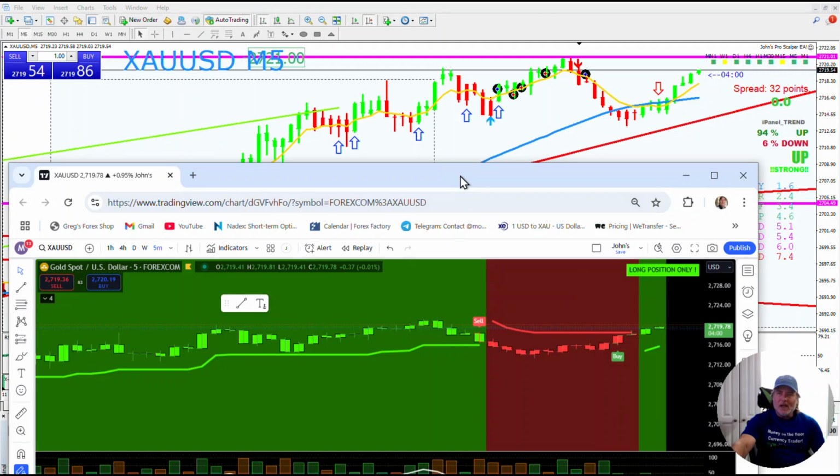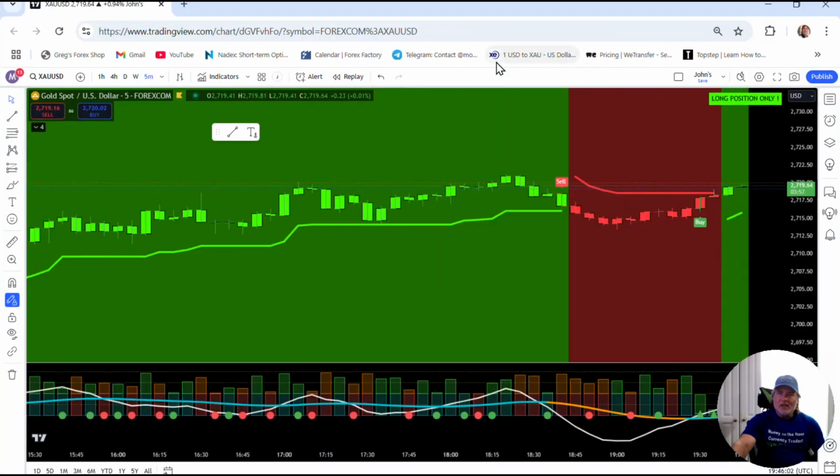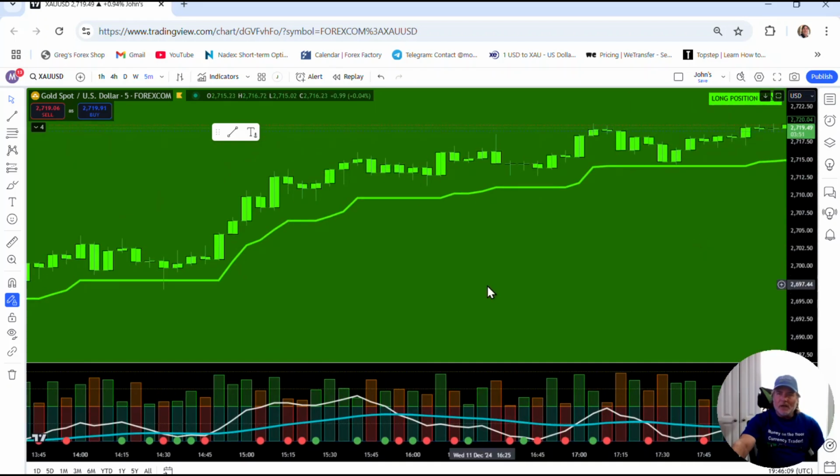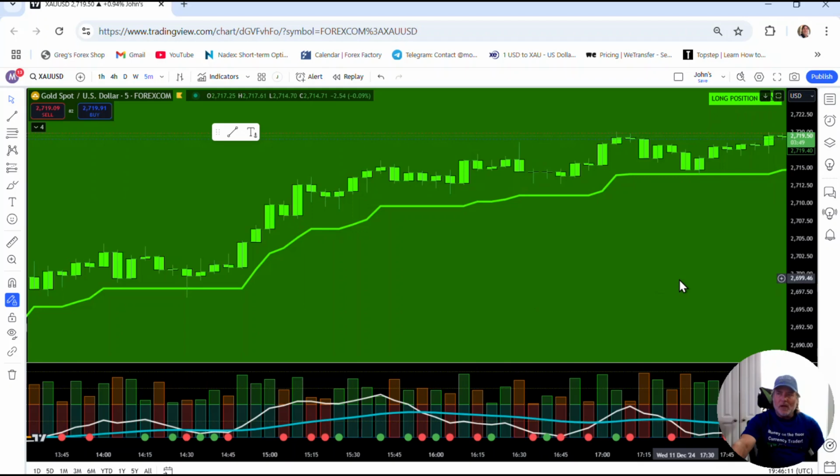So it is definitely something you need. It's something that will help your trading. It will keep you in the trade longer and help you with that decision making process, so that when it's green you only buy, when it's red you only sell.